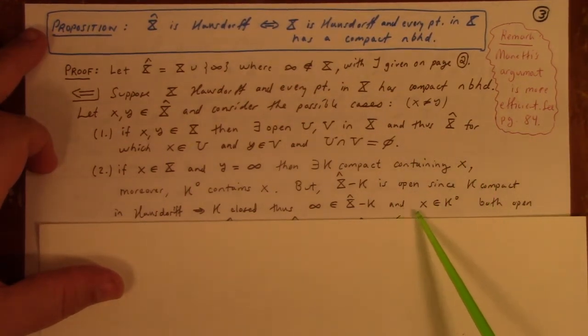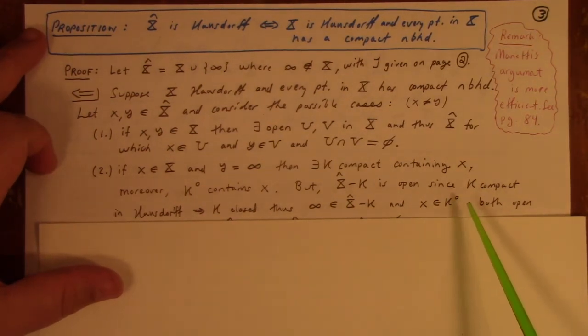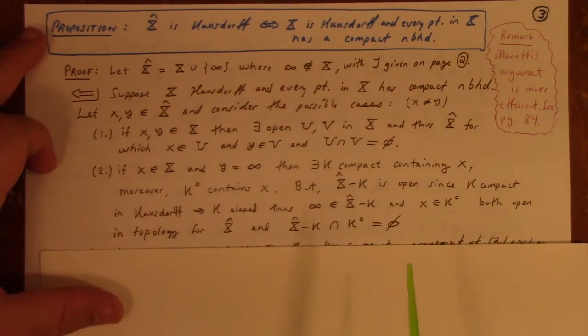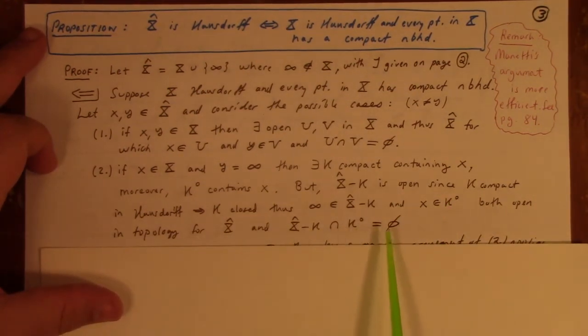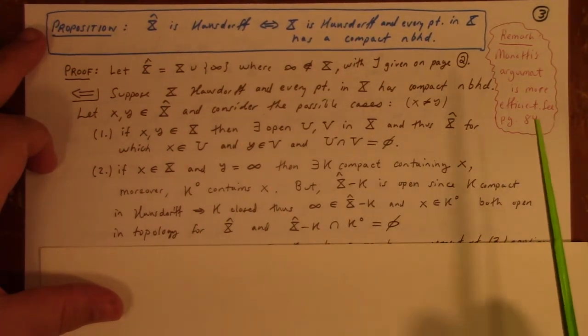And X is an element of K0, but this and that are both open in the topology so defined, which means, again, we've separated the point X from the point at infinity with these two sets.